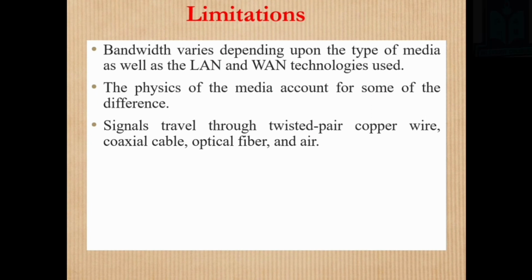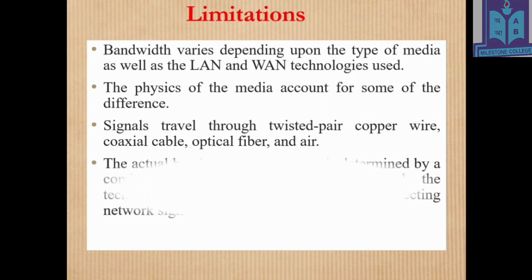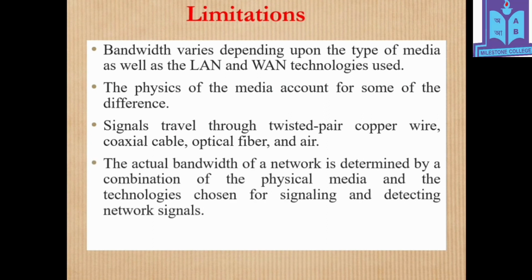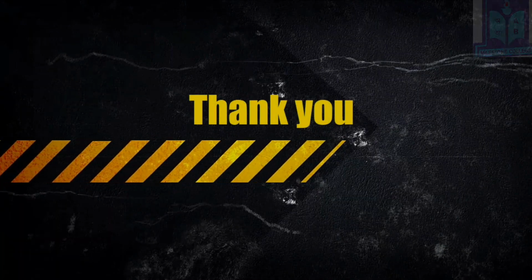If you send your data through twisted pair cable, you will get a certain bandwidth. If you use optical fiber, then you will get a different bandwidth. And if you use wireless, basically Wi-Fi or WiMAX, then you will get a different sort of bandwidth depending upon the media you use. The actual bandwidth of a network is determined by the combination of physical media and the technologies chosen for signaling and detecting network signals.